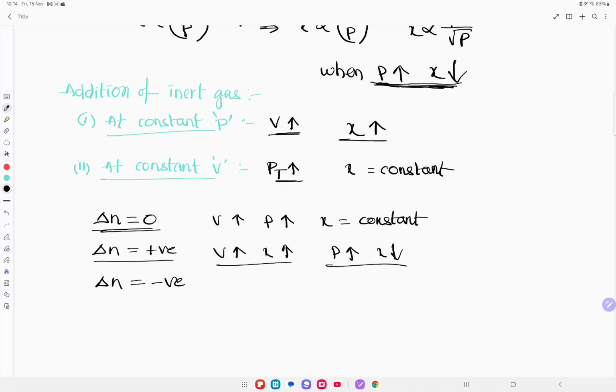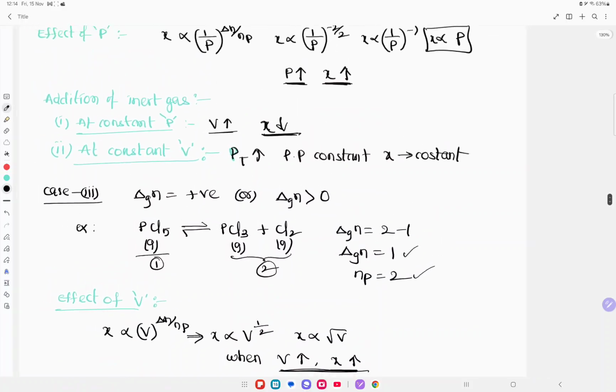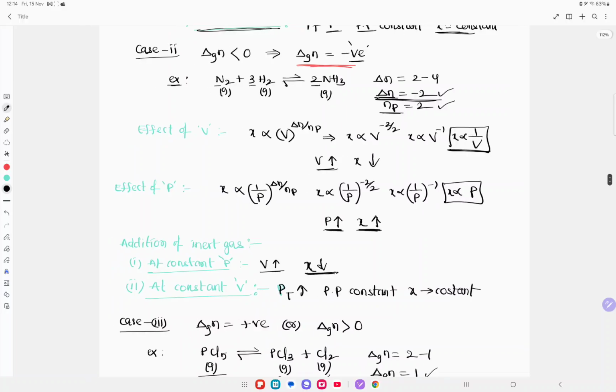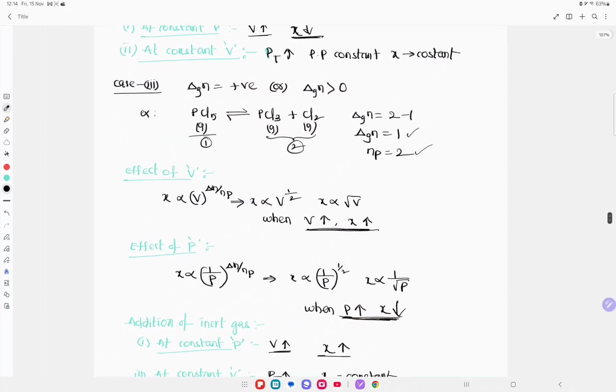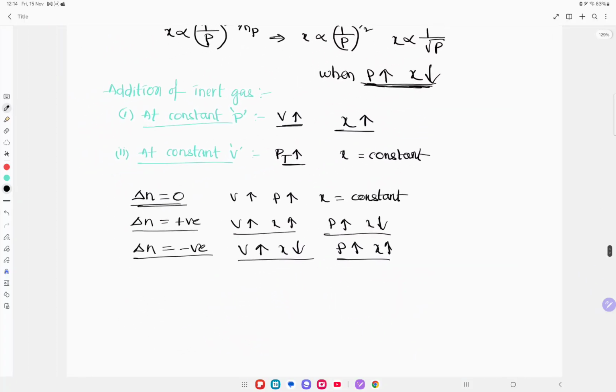When pressure increases, x decreases. If delta n is negative, in such cases when volume increases, x decreases, and when pressure increases, x increases. See this: volume increase, x decrease, pressure increase, x increase. So this is very important, we need to understand this concept.